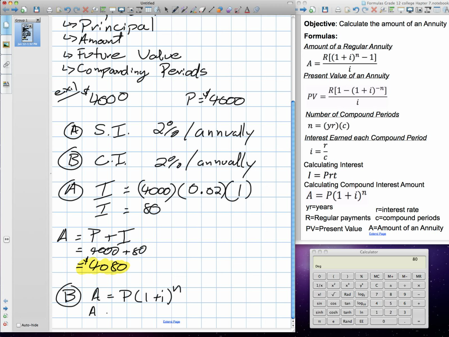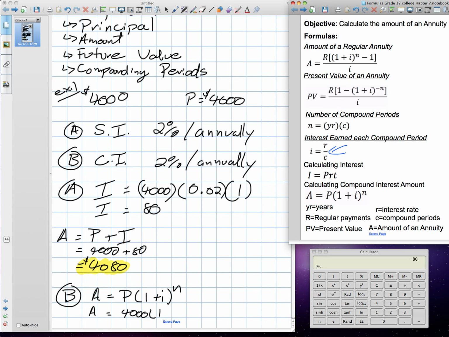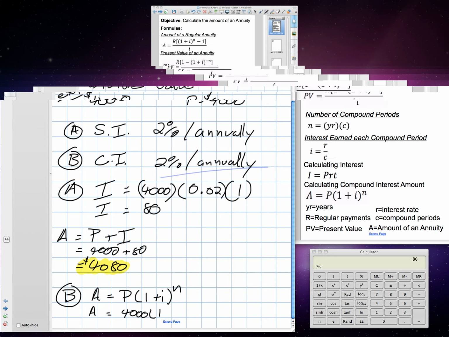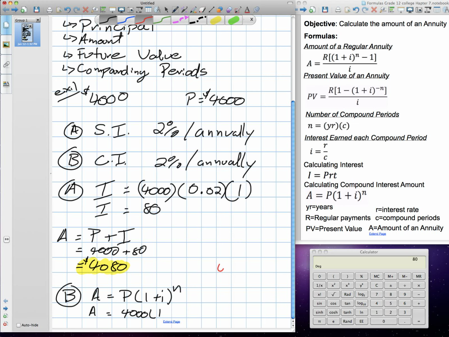Now I want to show you guys something quick. i is a calculation. r actually stands for the interest rate. You actually have to calculate i. So i is your interest rate divided by compounding periods. In this one, the interest rate was annual and it compounds annually, so i is equal to r divided by c. Our interest rate is still 2%, so 0.02, and our compounding is still 1, so i is still 0.02.